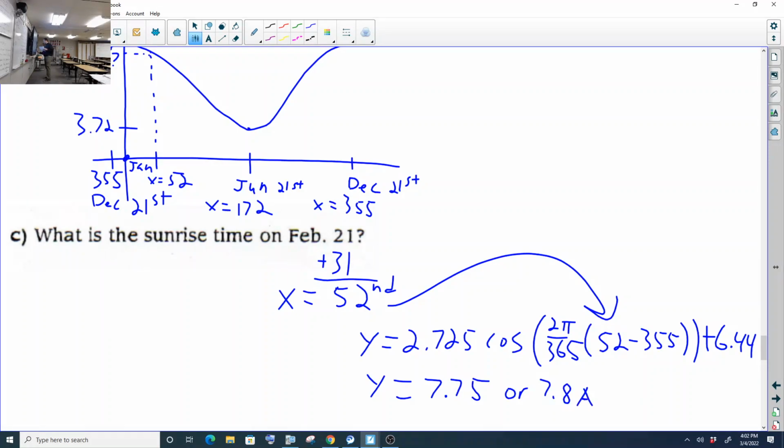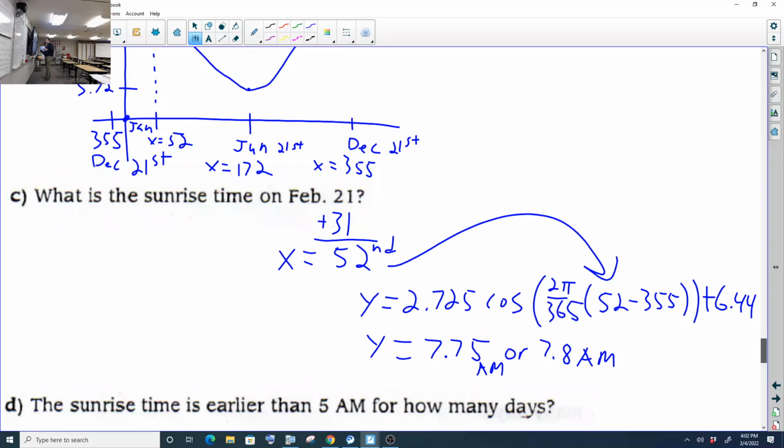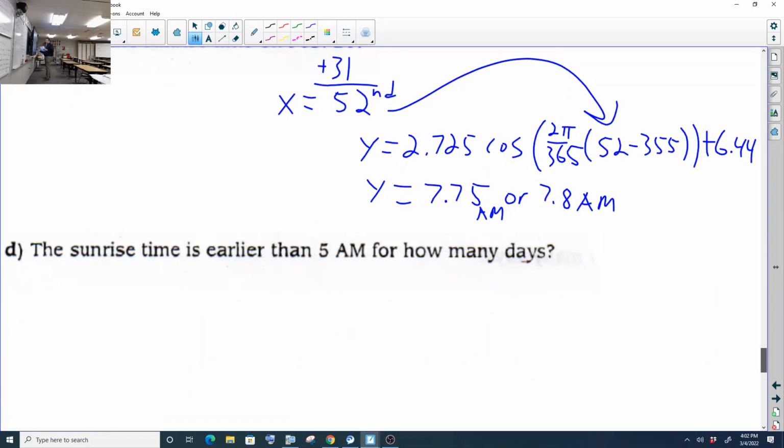Cool. And that's AM. If you want to convert that back to minutes, don't do it. Just leave it as that. Okay, beautiful. It could be 7:45 in the morning.